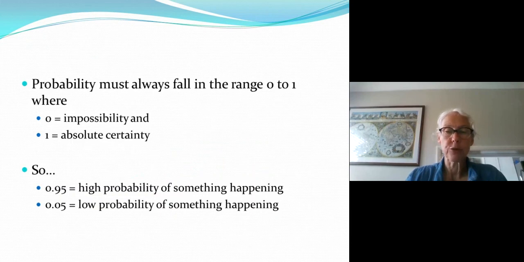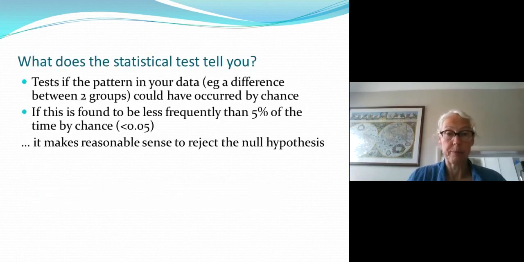So probability always falls in the range from 0 to 1, and 0 is that it's impossible for something to happen, and 1 is it's absolutely certain for something to happen. So if you have a probability value of 0.95, that's very close to 1, and there's a very high probability of something happening. Whereas a value of 0.05, it's not very likely to happen. There's a low probability of something happening. And actually that 0.05 is quite important in statistics, because that's the threshold level that we typically use in statistical tests to work out that there is a low probability of something happening.